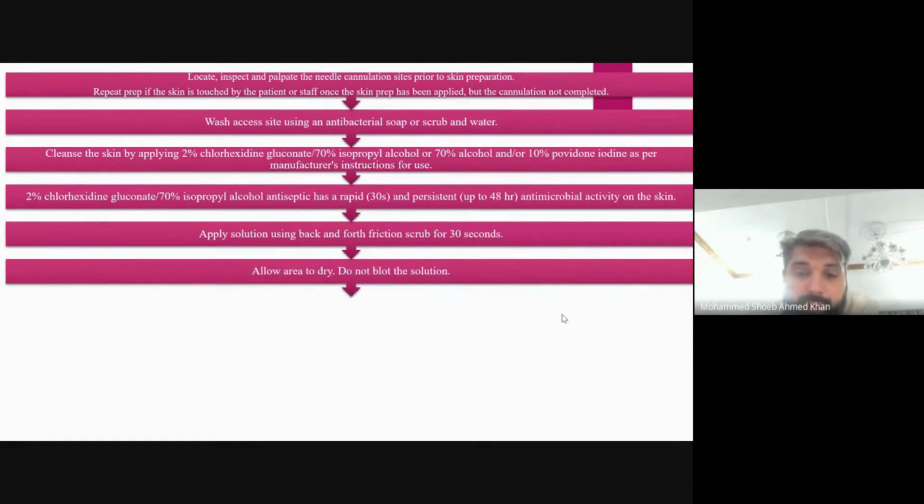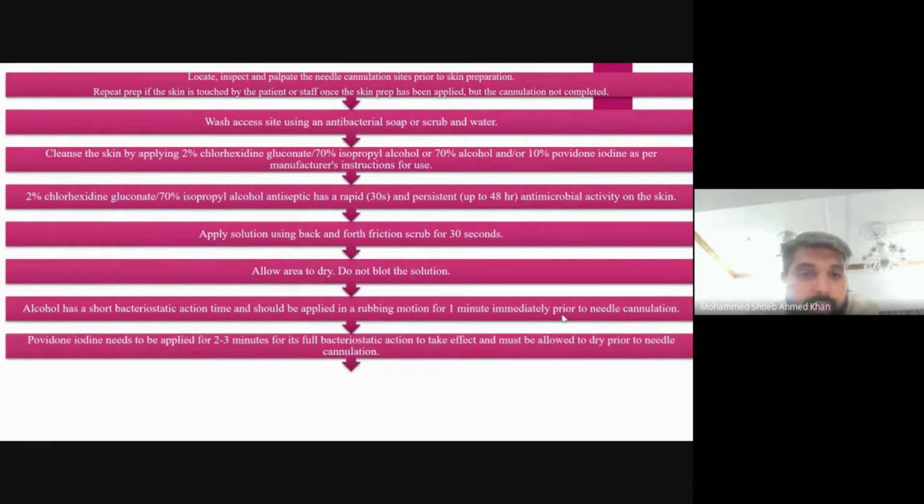We should wait for the area to dry, and then, since alcohol has a short bacteriostatic action, it should be applied in a circular rubbing motion from inward to outward for 1 minute immediately before cannulating, and then the cannulation can be done after 2 to 3 minutes. Clean gloves must be worn by the dialysis staff for cannulation.